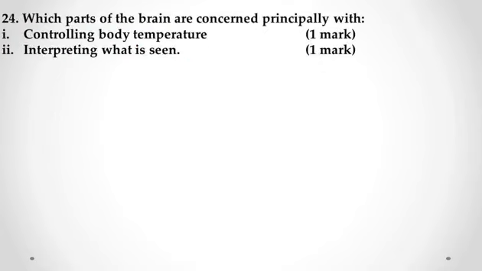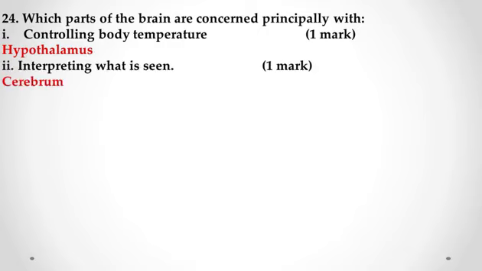Question 24. Which parts of the brain are concerned principally with 1. controlling body temperature, and 2. interpreting what is seen? The part of the brain concerned with controlling body temperature is called the hypothalamus, and the part of the brain concerned with interpreting what is seen is called the cerebrum.